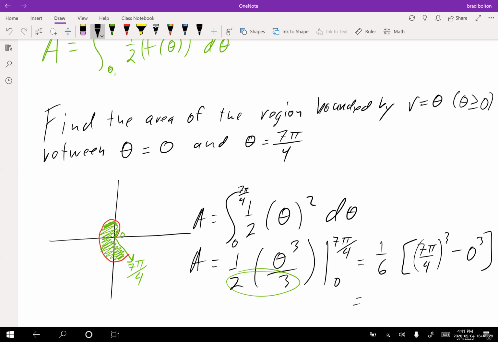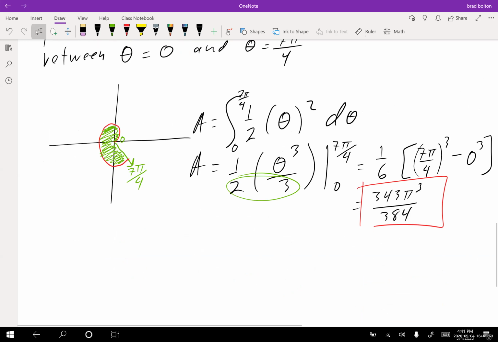7 pi over 4, so 7 cubed is 343, so 343 pi cubed all over 4, so that'd be 64 times 6, so it'd be 384. Okay, and that would be our final answer, and that's what we would have to work with.